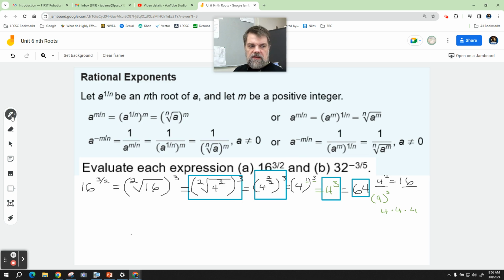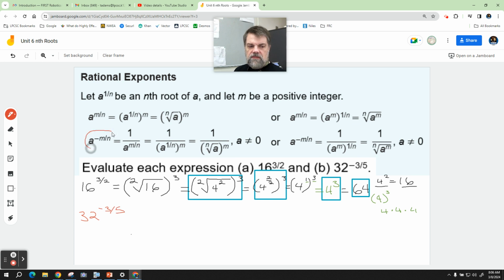Now, this next one that we're doing, 32 raised to the negative 3 over 5. Now, I need to convert that to a positive. Okay? I need to convert that to a positive. In fact, let me write this in one color so you can see what we're doing. So I'm going to say 32 raised to the negative 3/5.